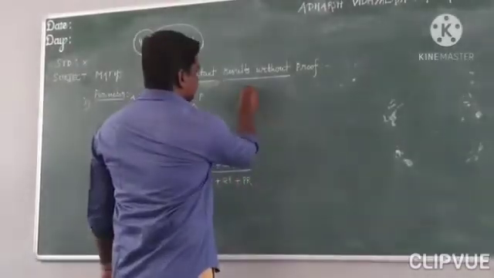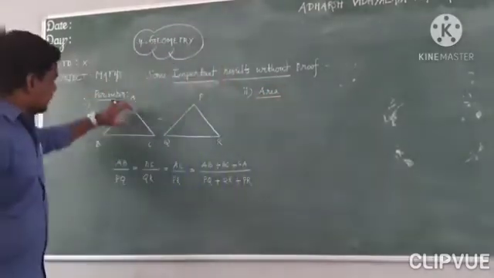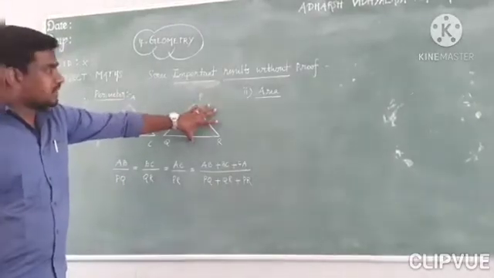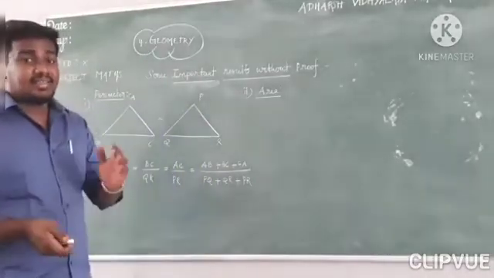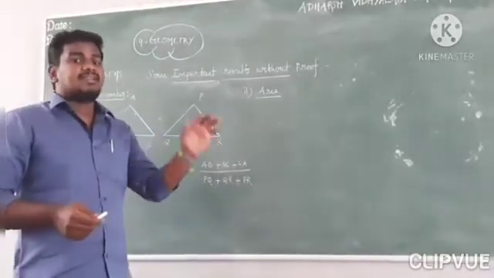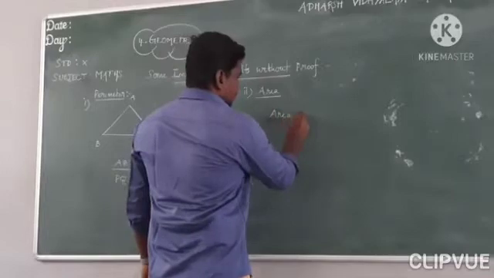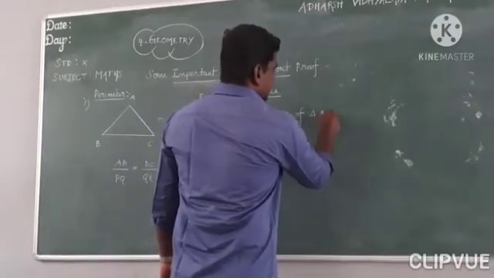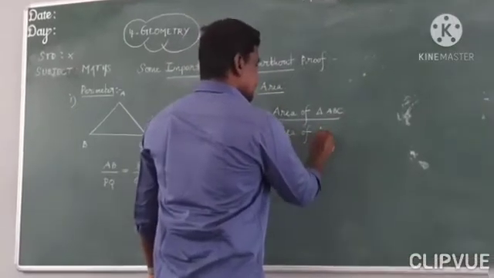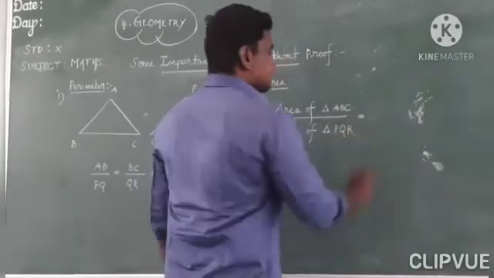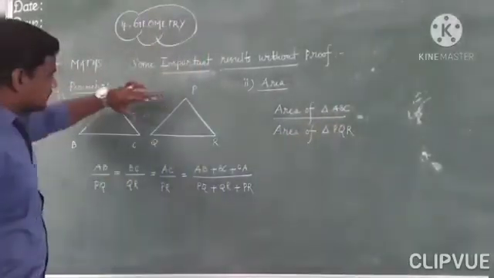Second, area. The same two triangles, ABC similar to PQR. Here the ratio of their areas is equal to the ratio of the squares of their corresponding sides. So area of triangle ABC by area of triangle PQR is equal to the ratio of squares of their corresponding sides. Corresponding sides in the sense AB corresponds to PQ.